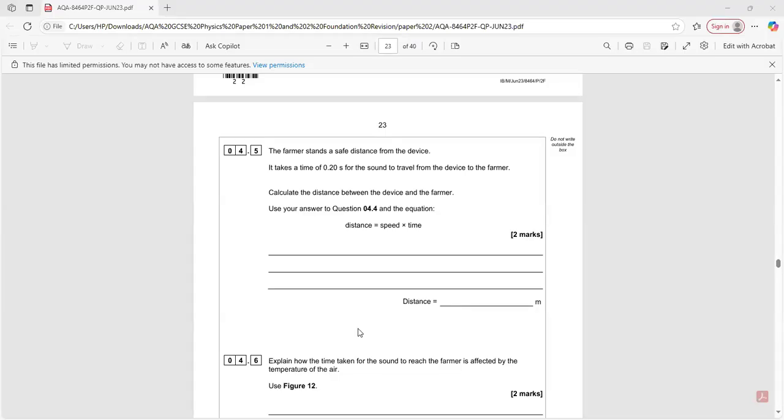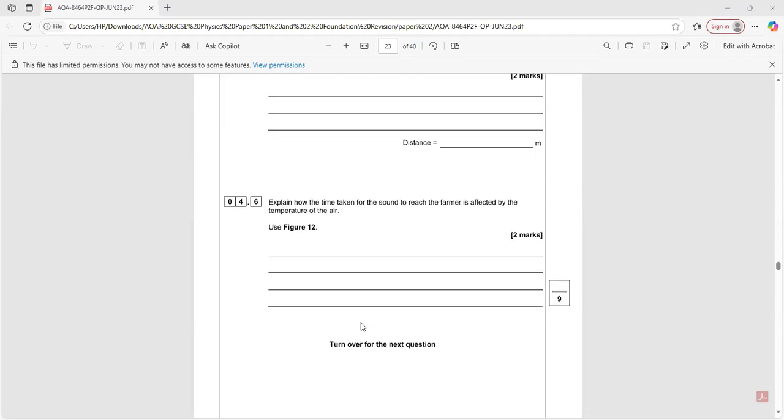Okay, so that's 68 meters. Explain how the time taken for the sound to reach the farmer is affected by the temperature of the air.